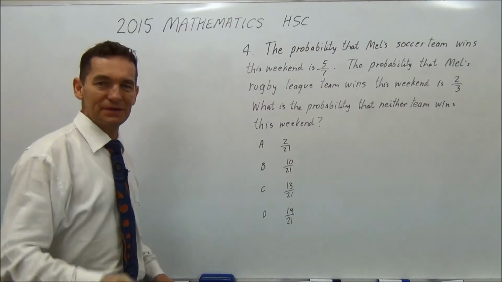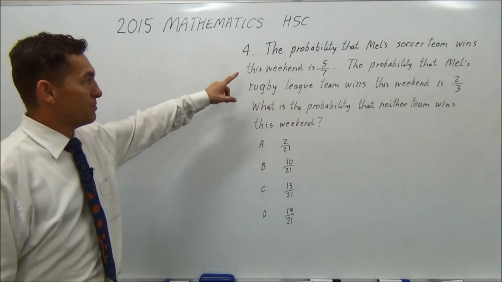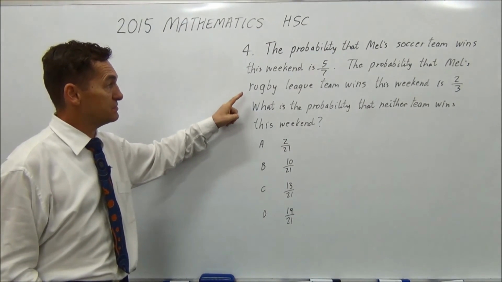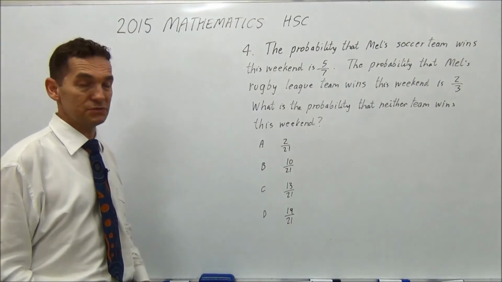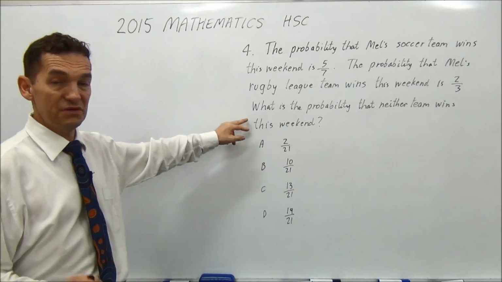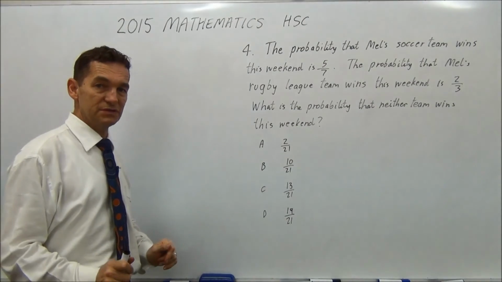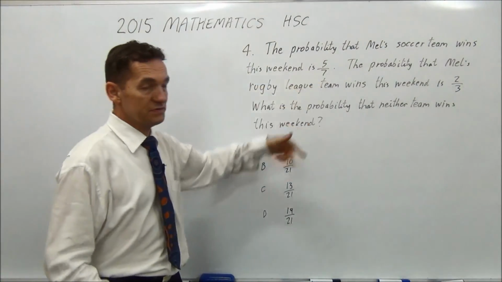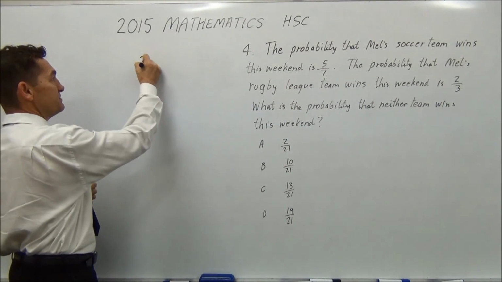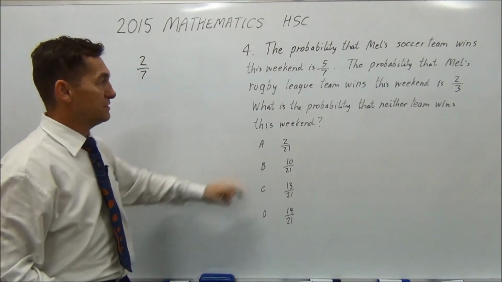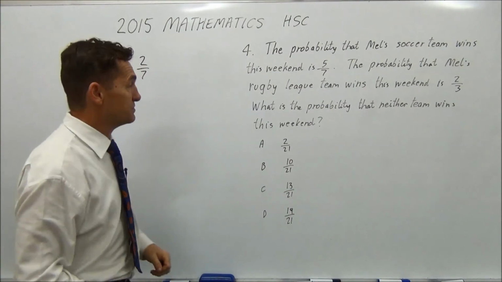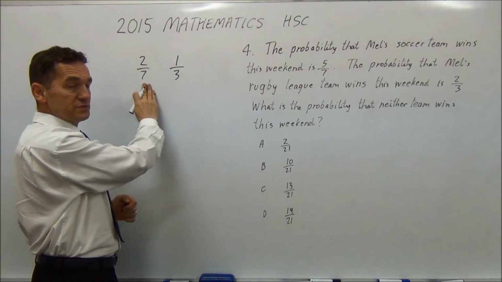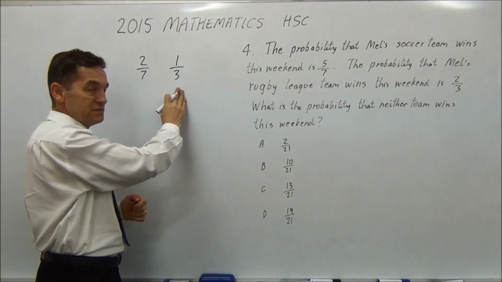Straightforward. G'day again. Question 4. The probability that Mel's soccer team wins this weekend is 5 on 7. The probability that Mel's rugby league team wins this weekend is 2 on 3. What is the probability that neither team wins this weekend? So again, this one should be straightforward. If they win, it's 5 on 7, so if they lose, it's 2 on 7. If they win in this one, it's 2 on 3, so if they lose, it's 1 on 3. We want them both to lose, so we want this and this.